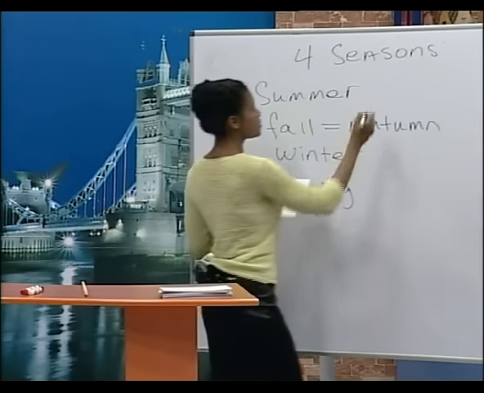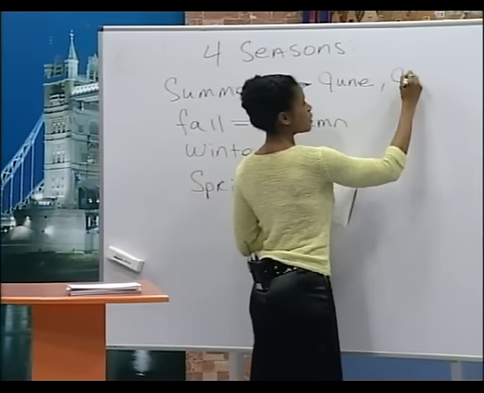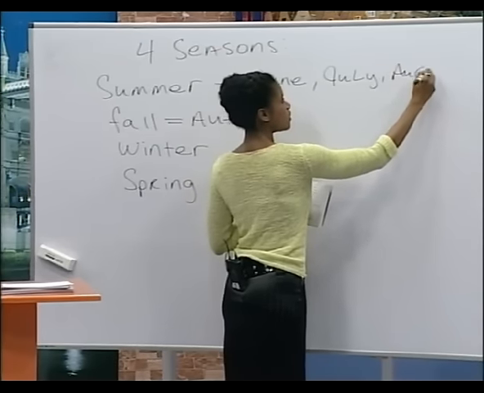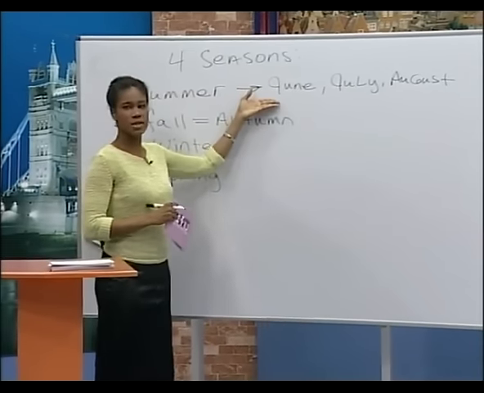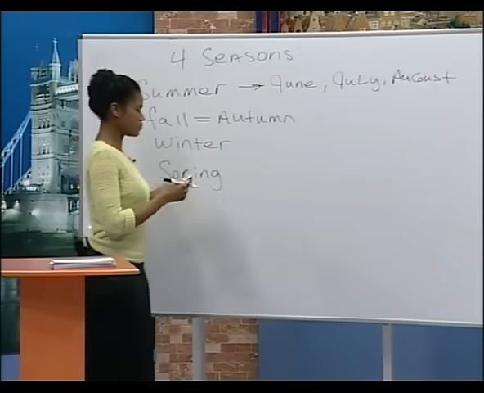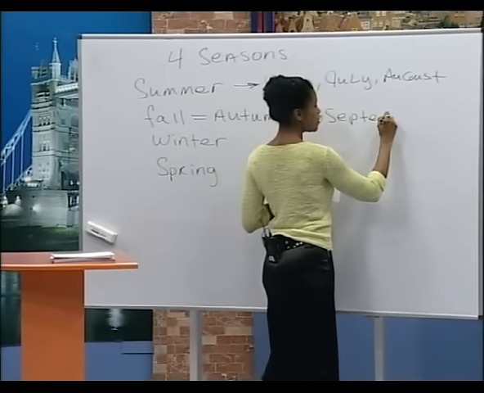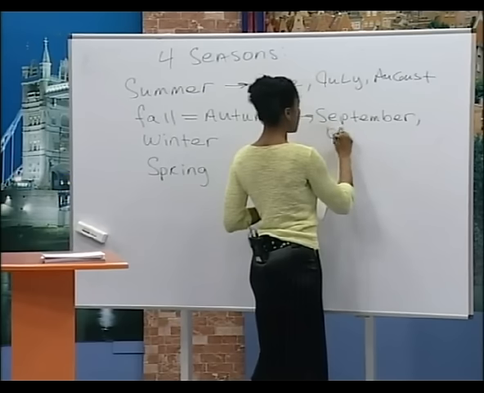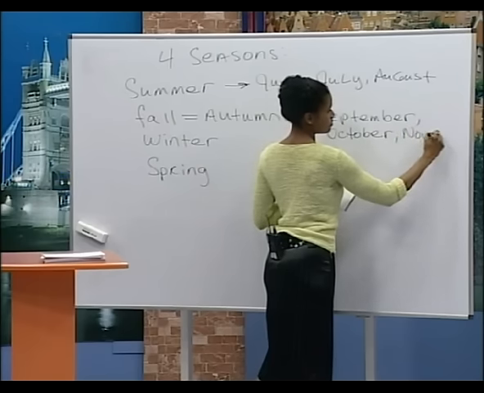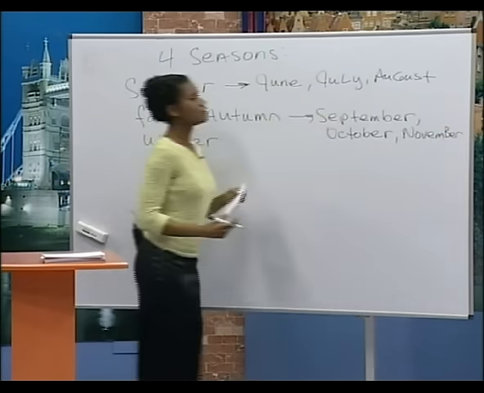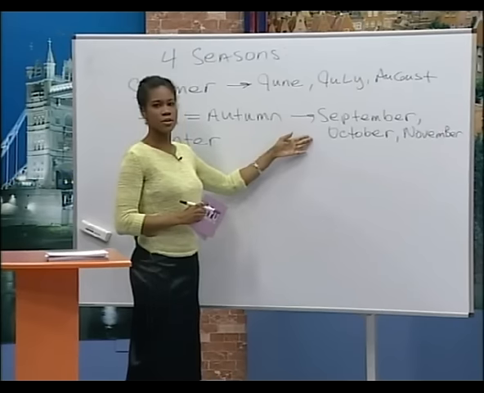Okay, the summer months are June, July, and August. So the summer months are June, July, and August. The fall months are September, October, and November. Fall or autumn months are September, October, and November.